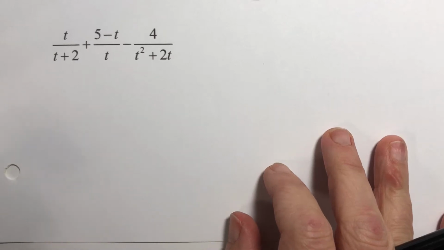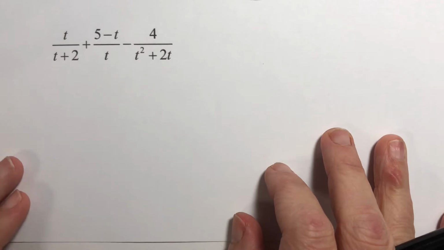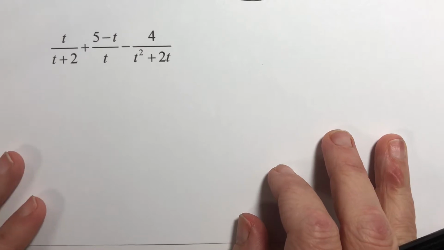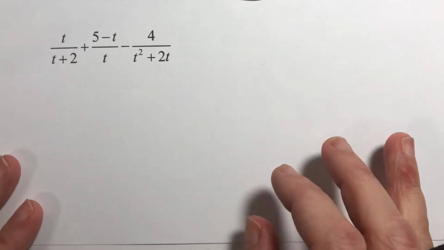This is section 7.4. This is part 4. We are adding and subtracting. Here we have 3 rational expressions. We need to find a common denominator for all of them. So let's look at every denominator.